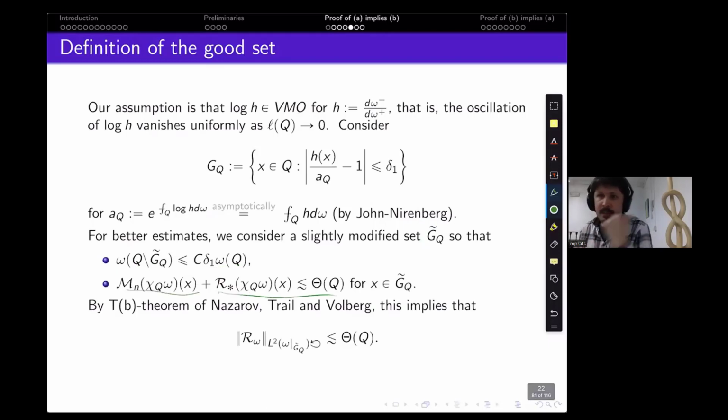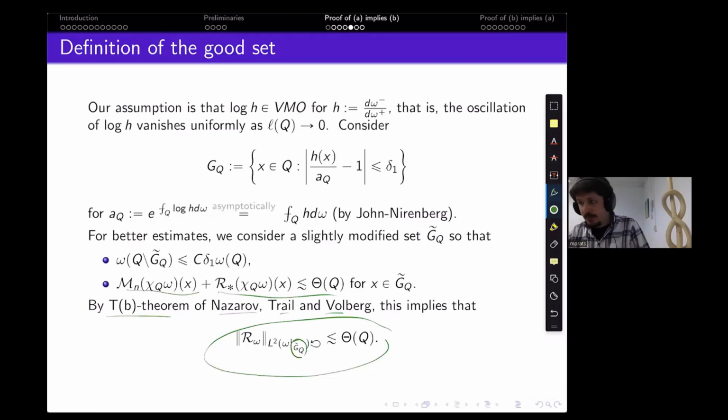This is what we asked in Tolsa's theorem, but also this implies by a Tb theorem of Nazarov, Treil, and Volberg that the Riesz transform is bounded in L2 with respect to this good set. If you have this condition, it implies this thing here. This is a Tb theorem. In particular, this also implies a T1, well, weak-type boundedness that we use in our proofs and so on. This is an important estimate for us.